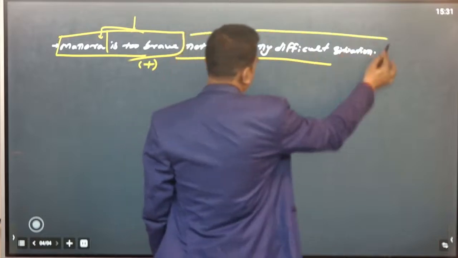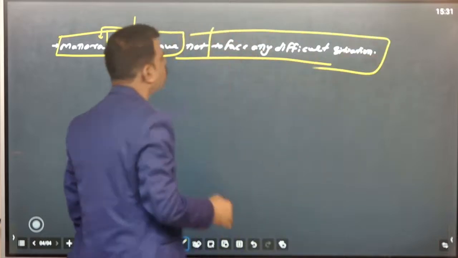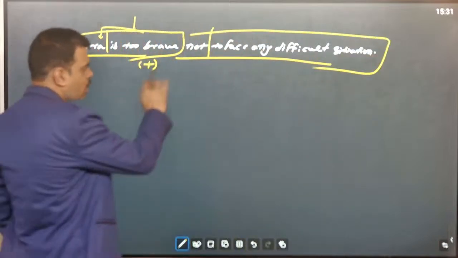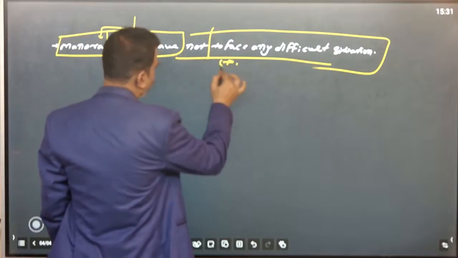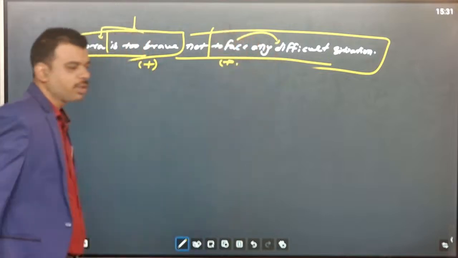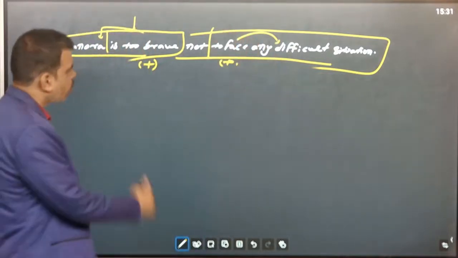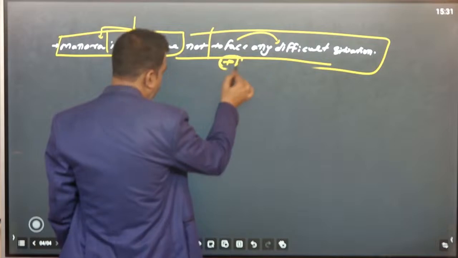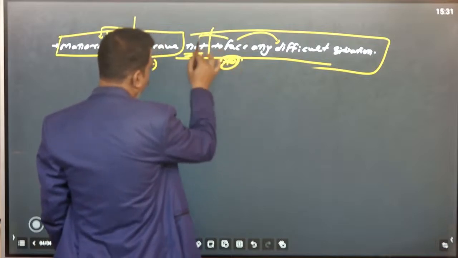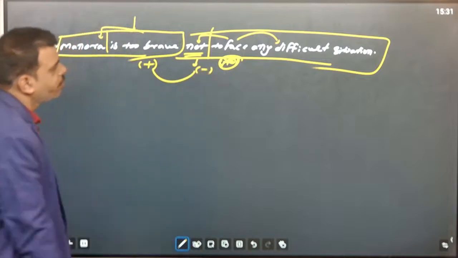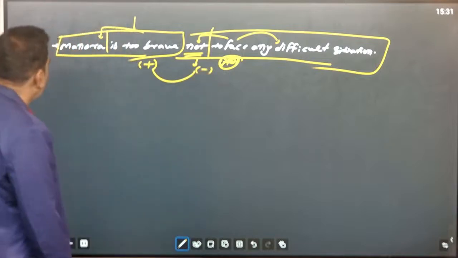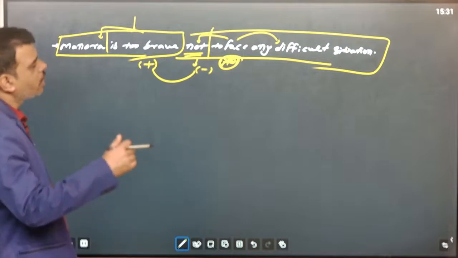Remember guys, if I remove "not", the statement will be positive. To face a difficult situation is a positive condition, so both sides will be positive. For that reason, I have to use "not" before "to", so it will be negative. Now the statement is correct: Manorama is too brave not to face any difficult situation.